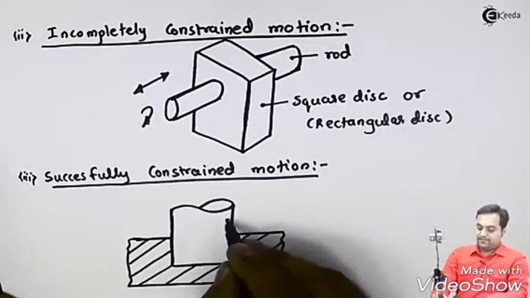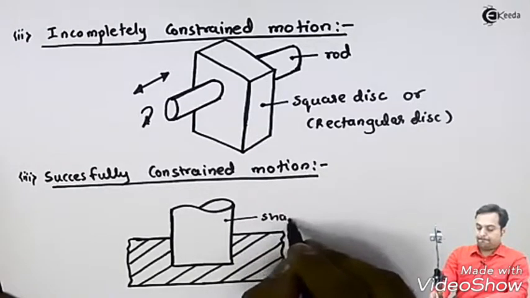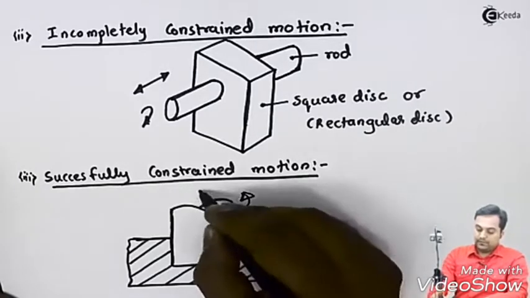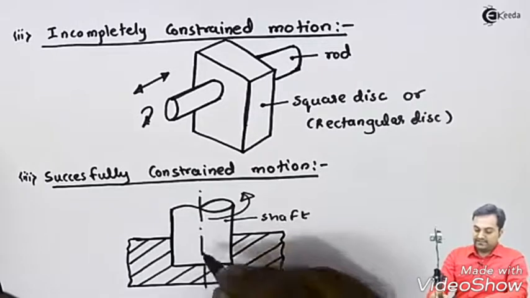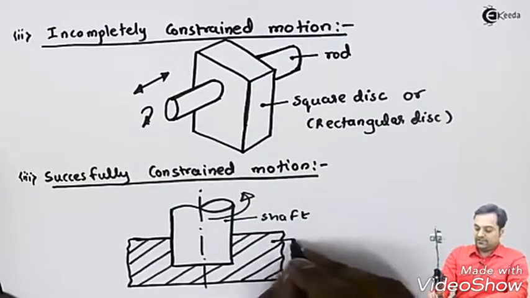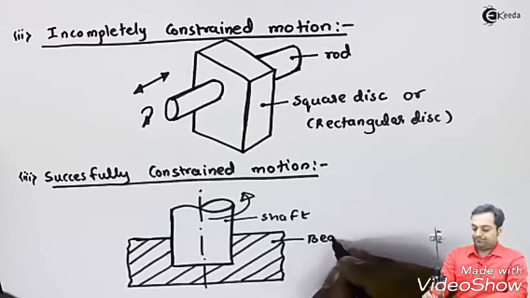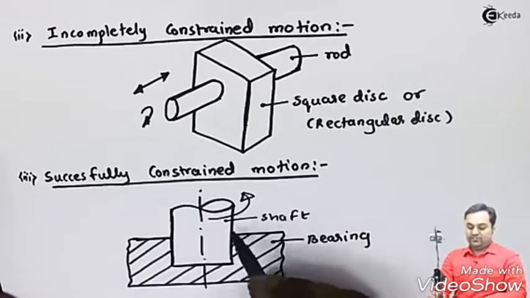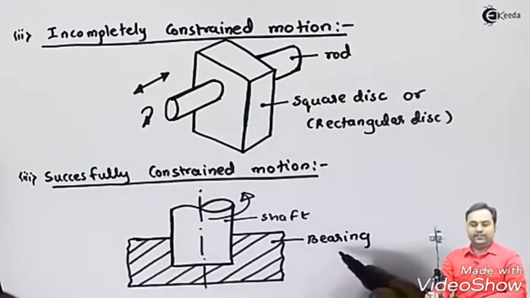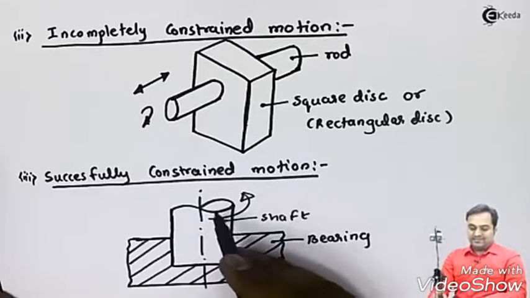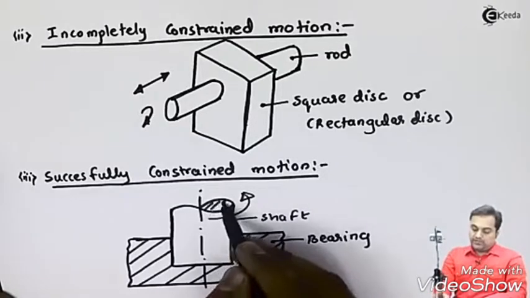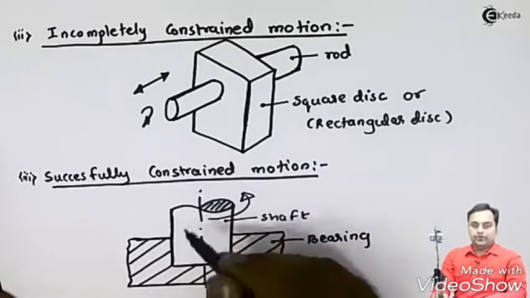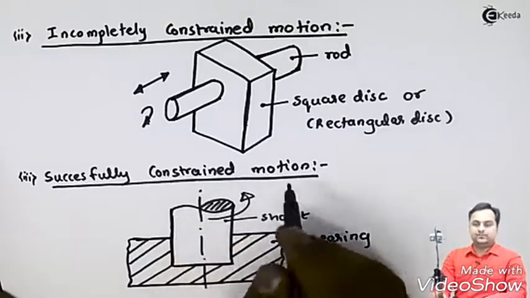Suppose we have a shaft which is rotating about an axis and the shaft is mounted in a bearing. So this becomes a footstep bearing where we have a shaft which is rotating inside a bearing. Now as we see here, when the shaft is rotating, there is a possibility that the shaft can even move up. So it is an example of incompletely constrained motion.